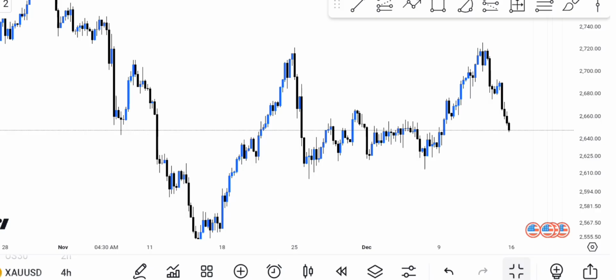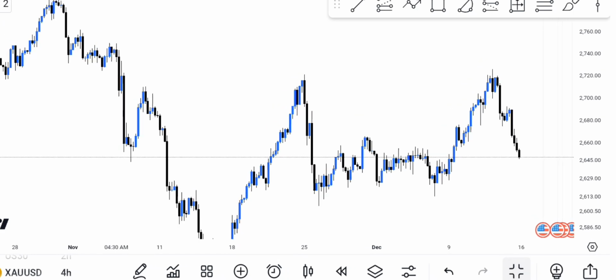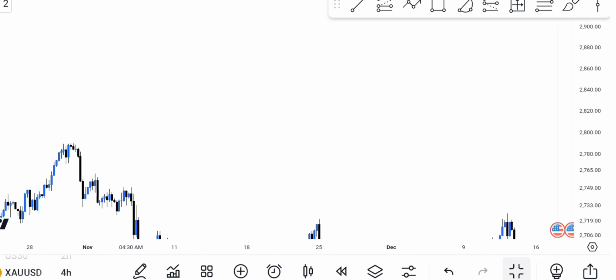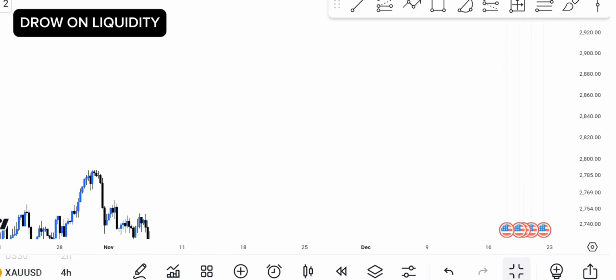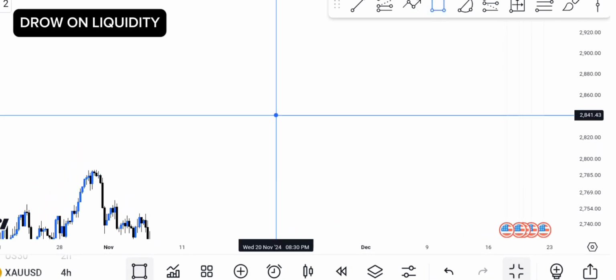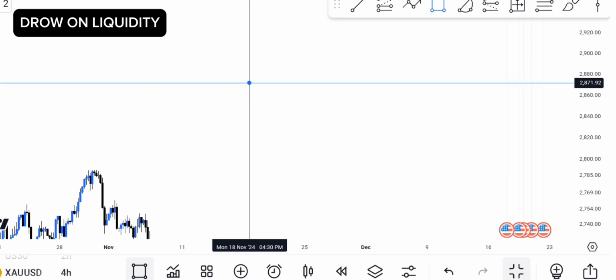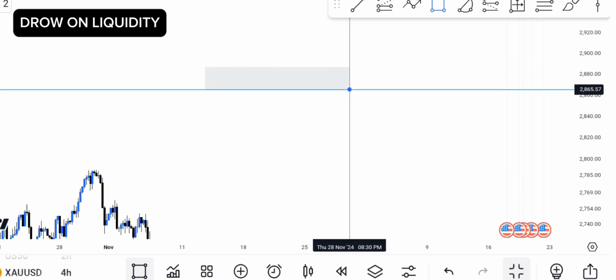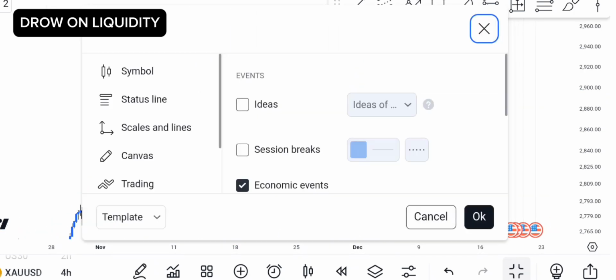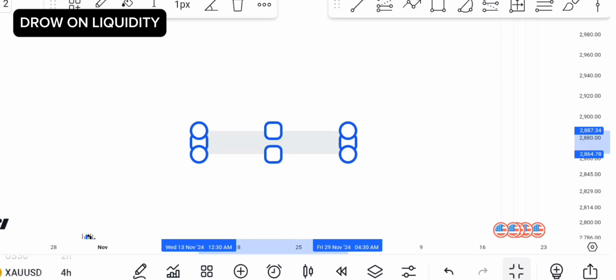You need to understand what draw on liquidity is, so I will explain it. Before I start my strategy, first you have to understand draw on liquidity. Let's start. Just imagine this is a daily fair value gap. This is a daily fair value gap.